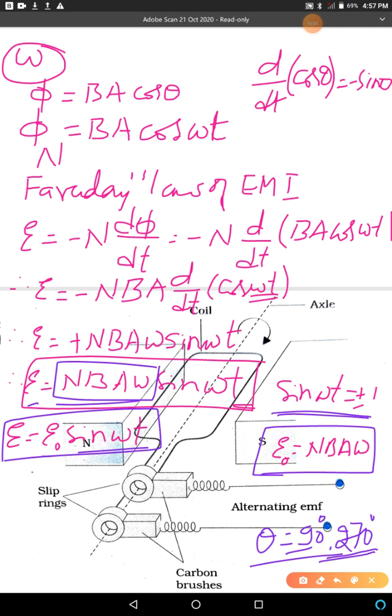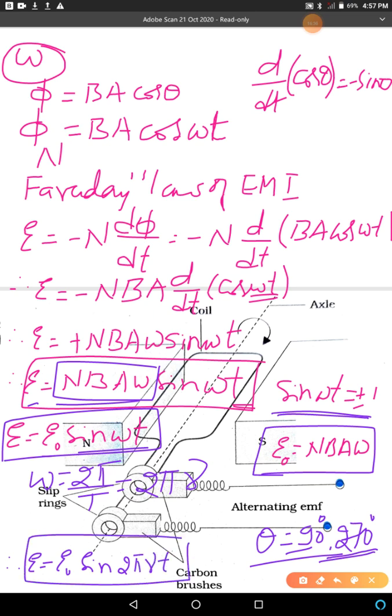If you know omega is 2 pi by T, that will be equal to 2 pi into nu, where nu is called the frequency. Therefore this equation can be written as epsilon equal to epsilon naught sin, instead of omega, 2 pi nu into t. It can also be written as 2 pi nu t. This is another expression for instantaneous EMF.